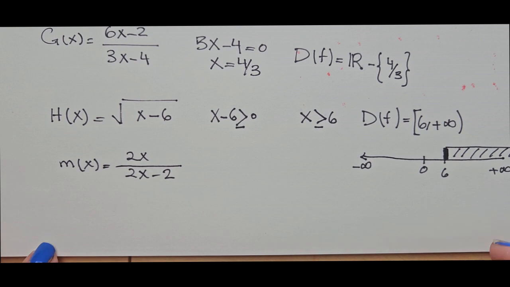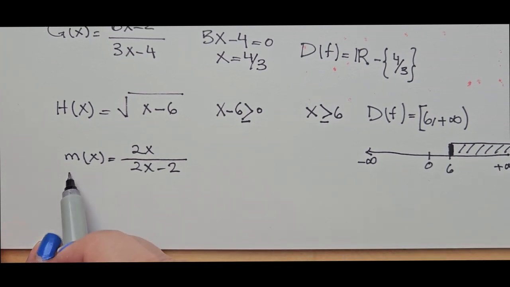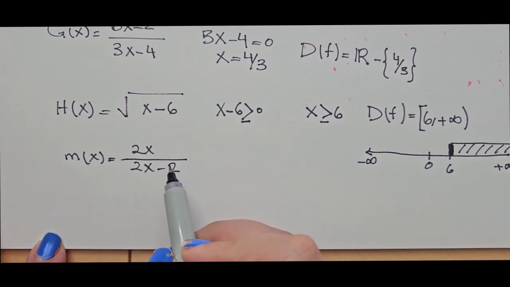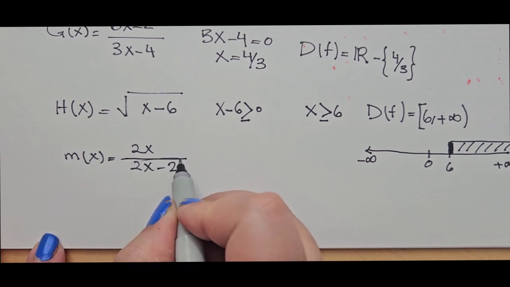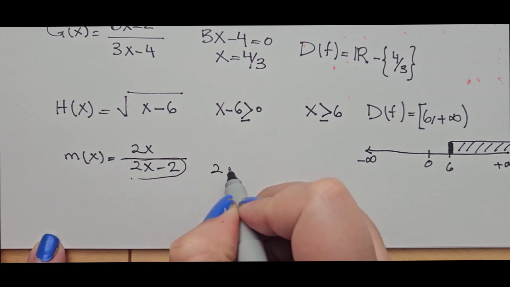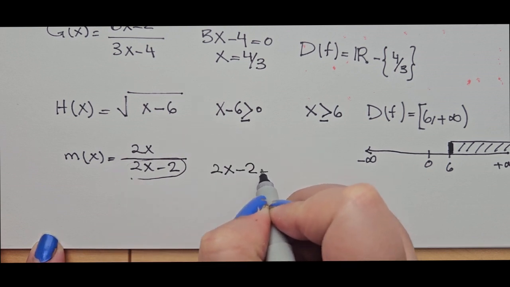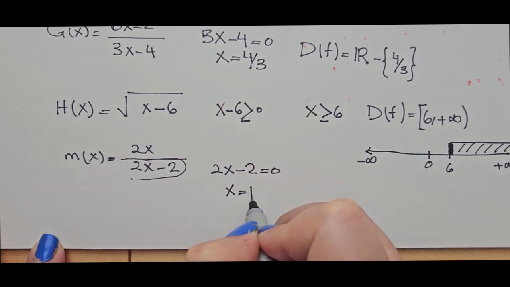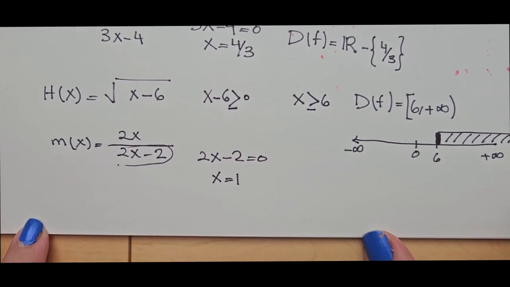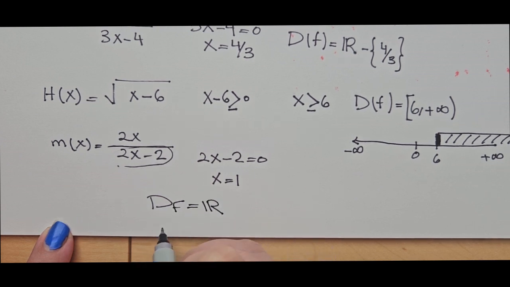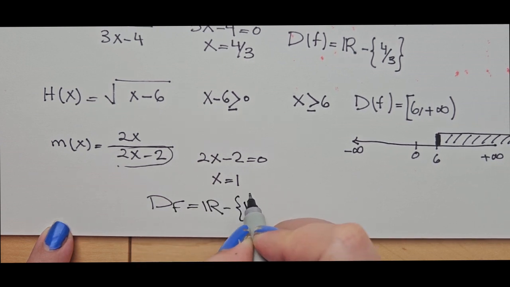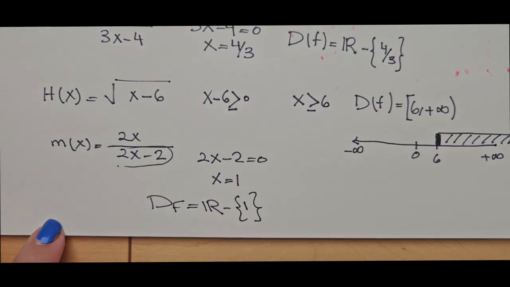Now let's do another question. Here we have the function m of x, and we have 2x divided by 2x minus 2. Here the only limitation is the denominator: we have to exclude all the values which make the denominator 0. The value which makes it 0 is 1. So your domain is all the real numbers except plus 1.